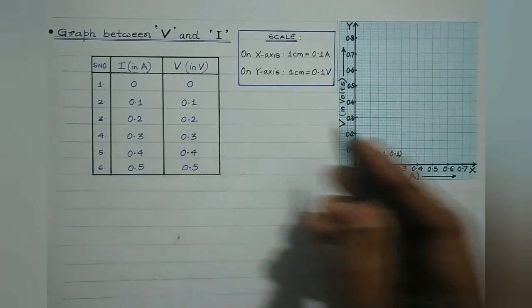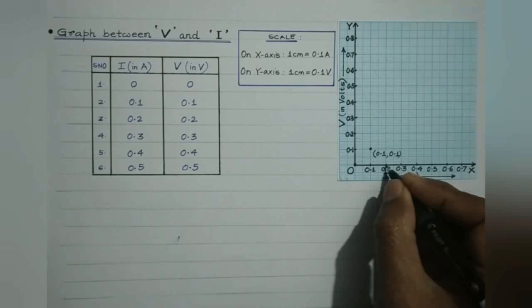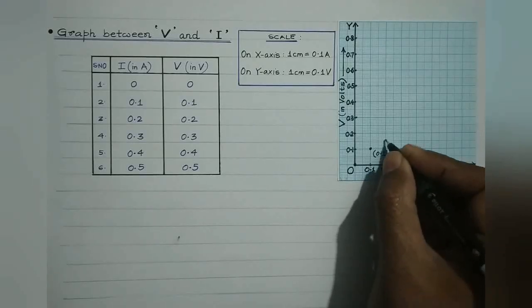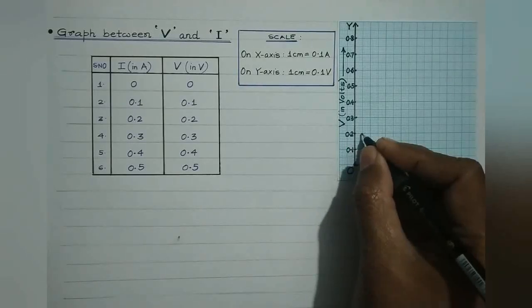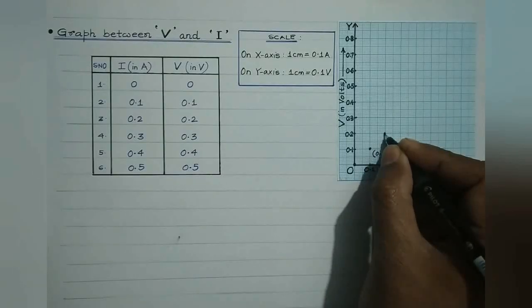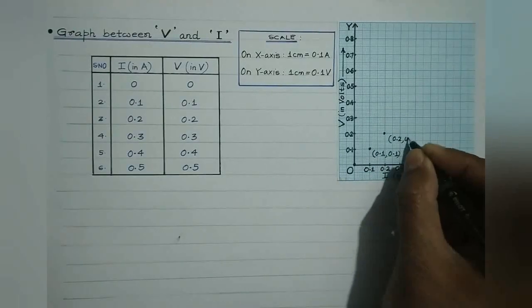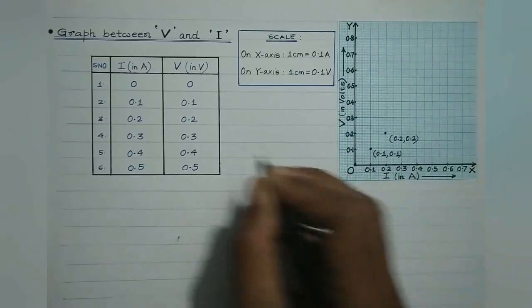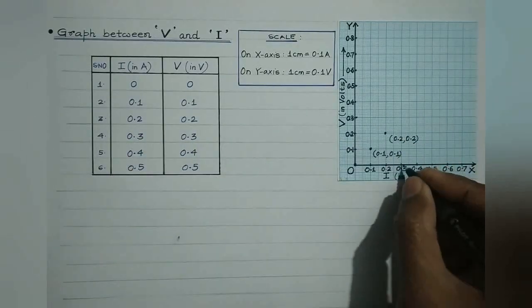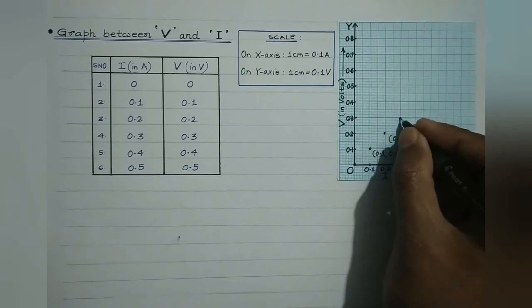Next is 0.2, 0.2. This is 0.2 along the x-axis. Along the y-axis, which represents voltage, again it's 0.2. So this is the point. So it is 0.2, 0.2. Then the third one is 0.3, 0.3. This is the point.